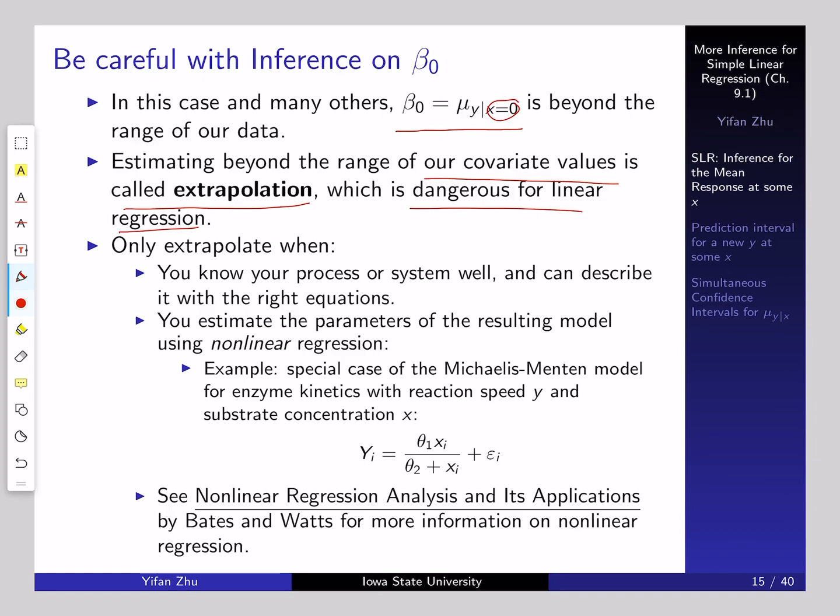And in some special cases, you can always do the extrapolation. So, for example, when you know the process or the system very well, and you can describe it with the right equations, and these equations might not be a linear equation, and you will estimate the parameters of the model using nonlinear regression. So, for example, when you know the true relationship between y and x is like this: theta 1 times x divided by theta 2 plus x, and there is a random error. If you know the true system is like this, then you can estimate the parameters theta 1 and theta 2 using nonlinear regression.